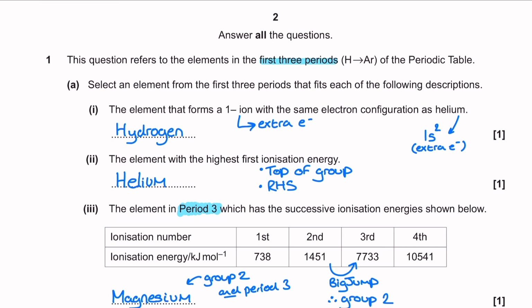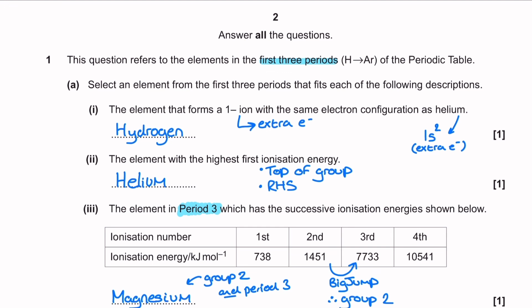With question 1, this question refers to the elements in the first 3 periods of the periodic table. So we are capping ourselves here on just hydrogen through to argon. Don't get carried away and start looking at the other sections. I think this question is really important when it comes to the instruction of reading the question for information. Select an element from the first 3 periods that fits each of the following descriptions.